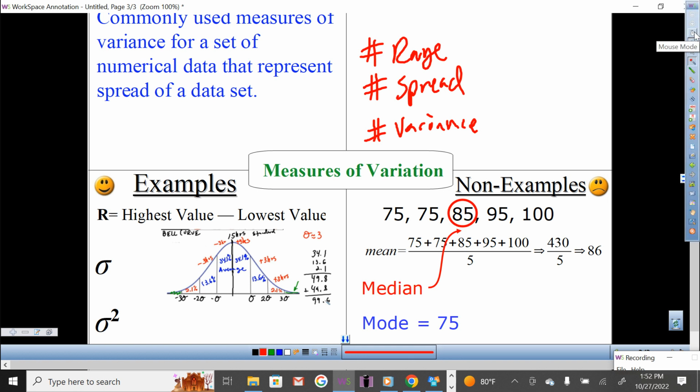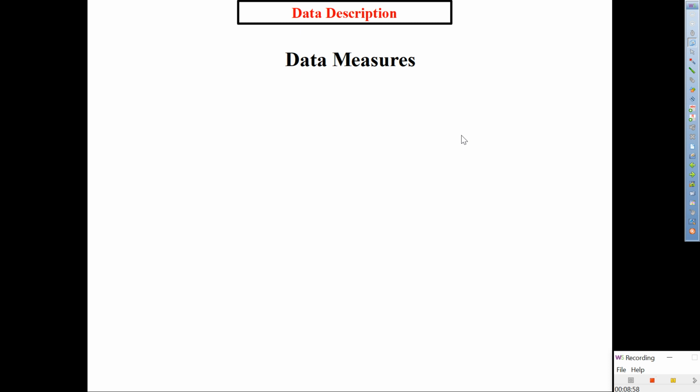All right, here we go. So I just saw on my other screen that my presentation didn't come out the way I thought it would. Here goes the next screen. Write this down underneath your Frayer model. Data measures.